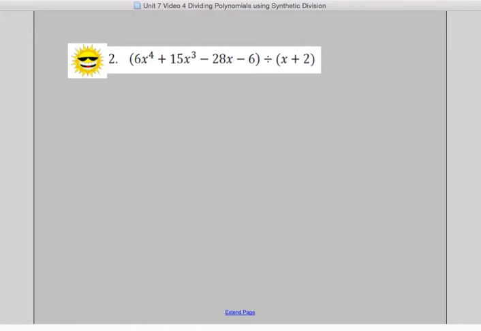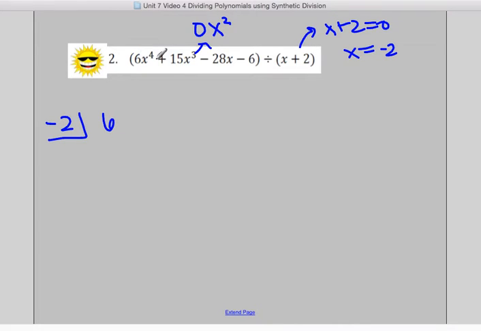Biggest thing I notice when I'm looking at this one is I have x to the 4th, x to the 3rd, and there's no x squared, so we still have to put our placeholder in there like we did before. So it's 0x squared. Here I have x plus 2 equals 0, so x equals negative 2. So I put this in my little box, and then I do my coefficients. So 6, 15, 0, negative 28, negative 6.